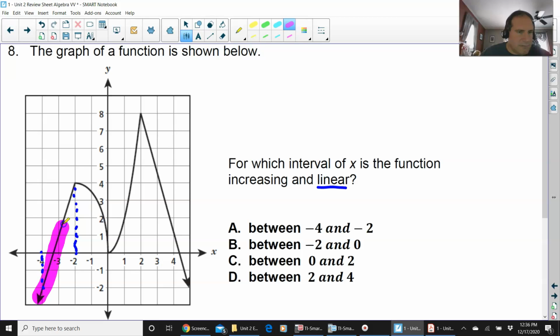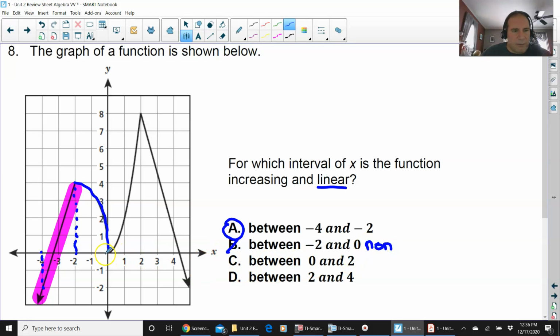-4 and -2. That looks like it's increasing and linear, so I'm going to choose that as my answer. Between -2 and 0, that's this part right here. That is not linear. That's out. That's non-linear.